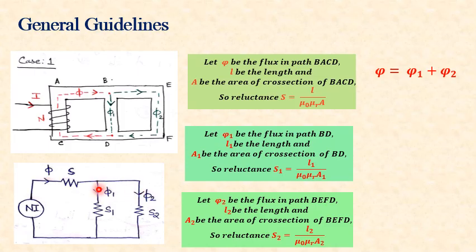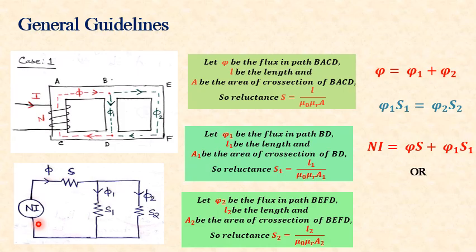Then what we can say, phi 1 S1 is parallel to phi 2 S2. So if two paths are parallel, their MMF will be the same. So what we can say is that phi 1 S1 will be equal to phi 2 S2. Then what about the total MMF Ni? If you are considering the inner loop, we can write total MMF Ni will be equal to phi S plus phi 1 S1.